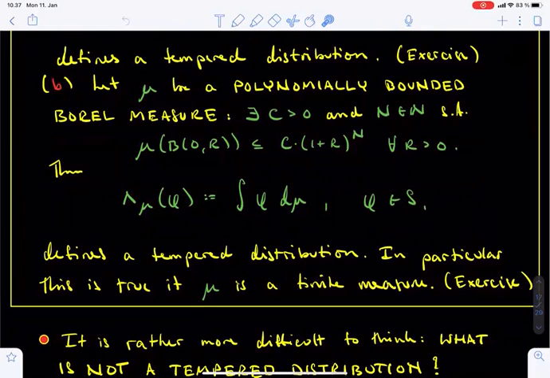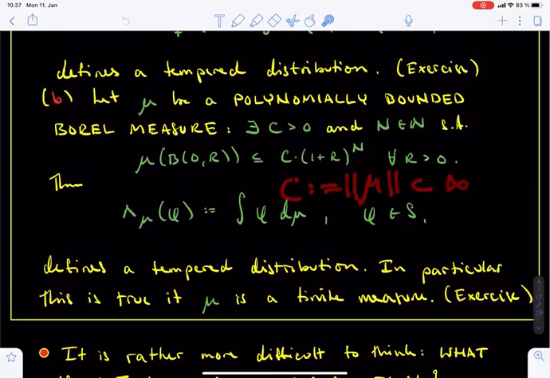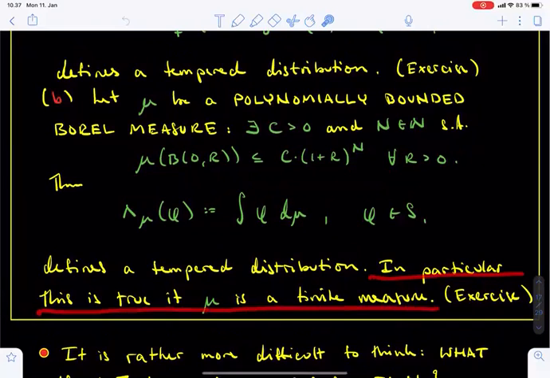A noteworthy special case here is that every finite measure is polynomially bounded, and trivially so. Simply choose the constant c to be the total mass of the measure. Consequently, any finite measure mu gives rise to a tempered distribution lambda of mu.